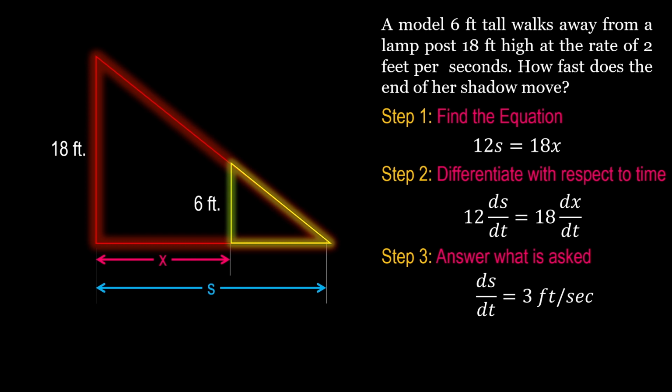So again, these are the steps in solving time rates. Step number 1, find the equation. Step number 2, differentiate it with respect to time. And step number 3, answer what is asked in the problem.